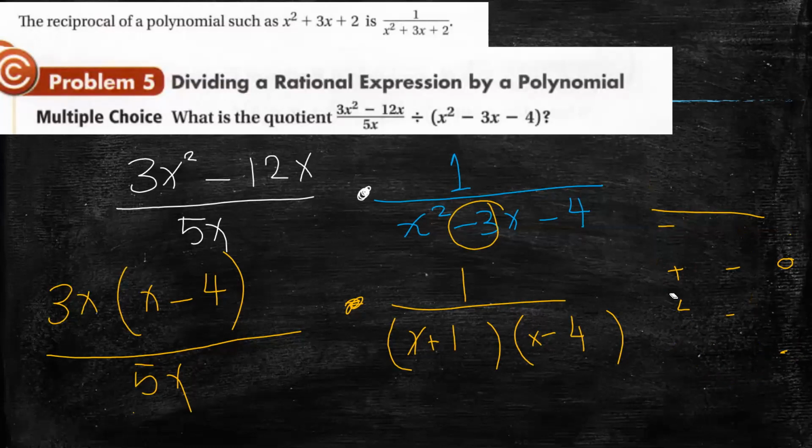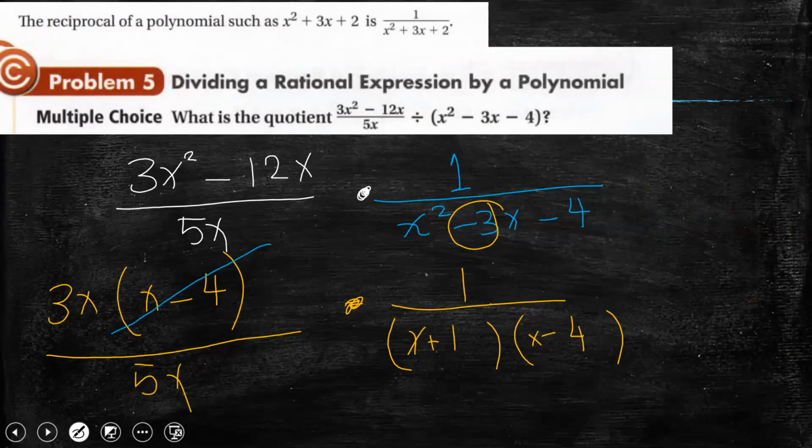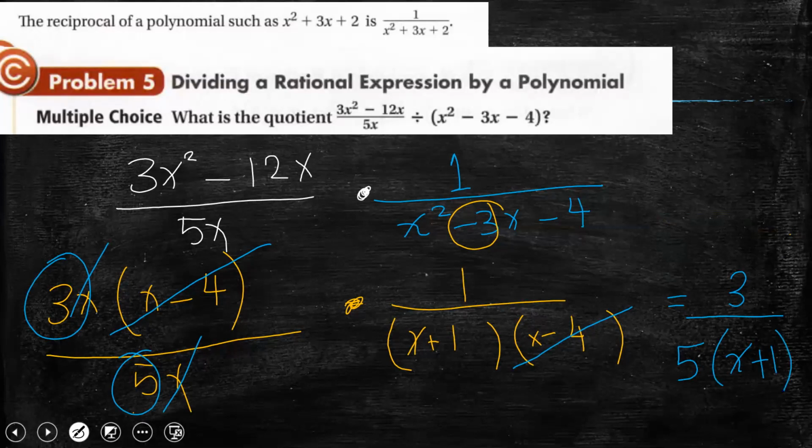Now, after this step, let's simplify. I will cross x minus 4 with x minus 4. What also? X and x, can I cancel them? Yes. Bravo. So what do I have now? I have 3 over 5 times what? x plus 1. Bravo. x plus 1.